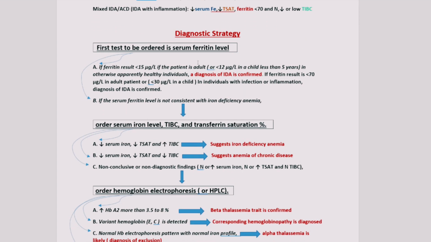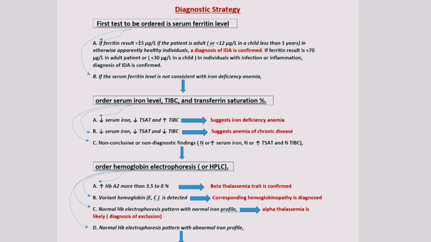This is a diagnostic strategy for a patient with microcytic anemia. Once you see a low MCV and a low hemoglobin level, this is a case of microcytic anemia. Request the serum ferritin. This is standard practice. If the result of serum ferritin is less than 15 in adults or less than 12 in children, and this individual is apparently healthy with no infection, inflammation, or cancer, then iron deficiency anemia is diagnosed.